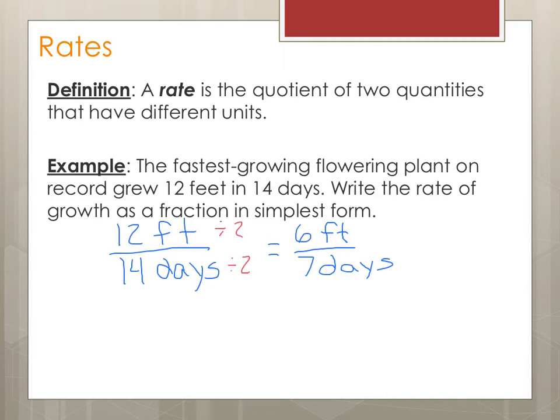Now, as far as the units go, we can leave them in the fraction, but most of the time we'll see them written like this. We'll see the rate of 6/7, and we might write the unit as feet per day with a forward slash like that. Okay. So again, simplest form, 6/7 feet per day.